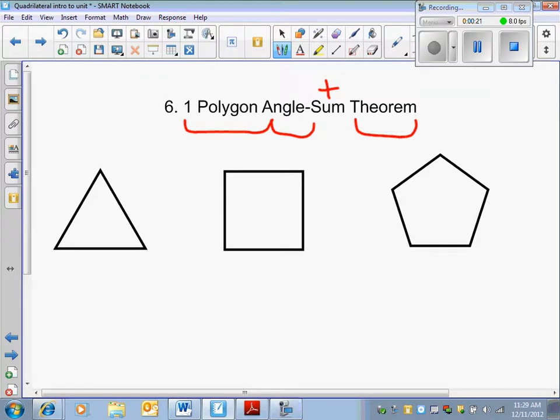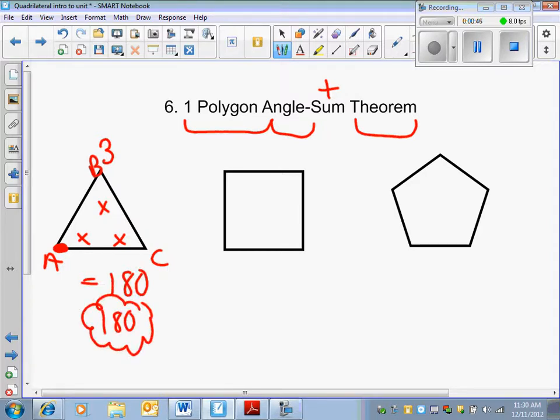So when we see this three-sided figure, I'm going to label it a triangle ABC. I'm going to start at A, and I'm going to draw a diagonal. Oh, I can't draw a diagonal. There aren't any. But I do know that x plus x plus x is equal to 180. So all the angles inside of a triangle add up to 180.